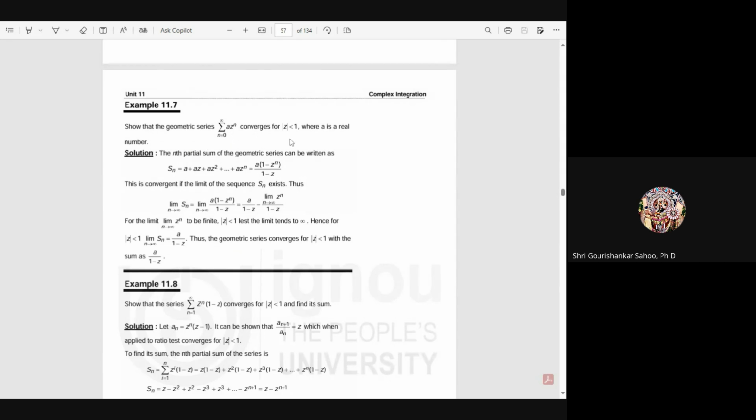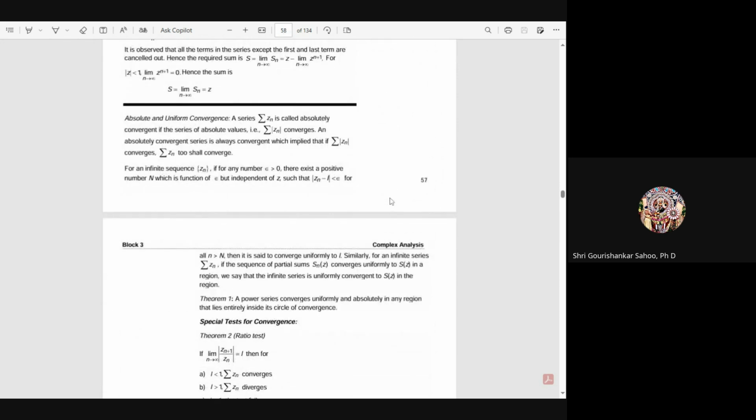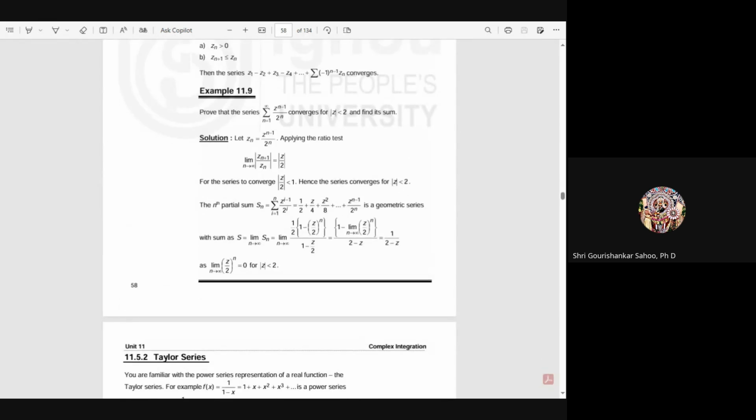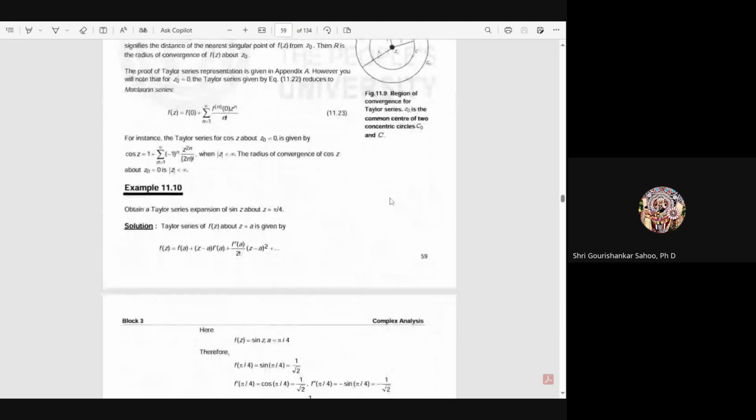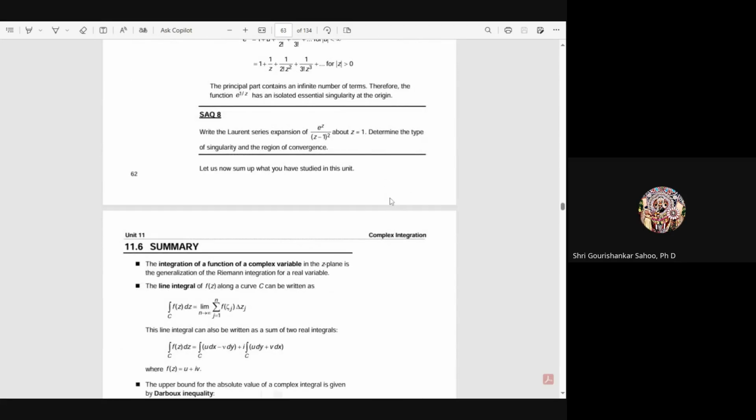Then show the geometric series converges for modulus of z smaller than 1, where a is a real number. That is, the series summation n = 1 to infinity of z^n converges for modulus of z smaller than 1, and find its sum. Then prove that summation n = 1 to infinity of z^(n−1)/2^n converges for modulus of z smaller than 2, and find its sum. So you know Taylor series and Laurent series, and these are the SAQ: write the Laurent series expansion of e^z/(z − 1)² about z = 1, and determine the type of singularity and region of convergence.